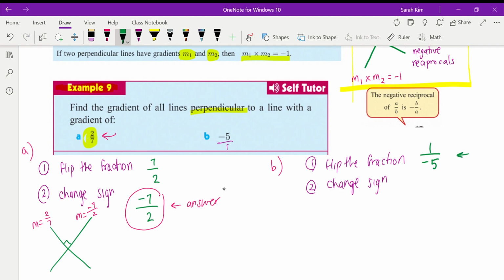Do you notice how it's already a minus? So all I have to do is just get rid of the minus and just write it as a positive answer. This is your final answer.